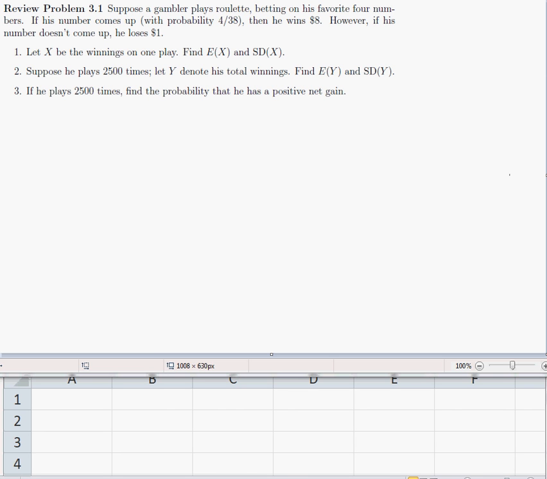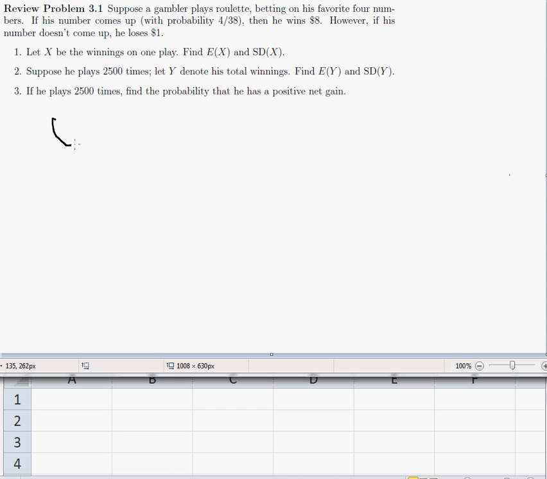Let's do this first review problem. We have a play it roulette. If you win $8 with probability 4/38, and you lose $1 with the remaining possibilities, let's figure out the expected value of x and the standard deviation of x.